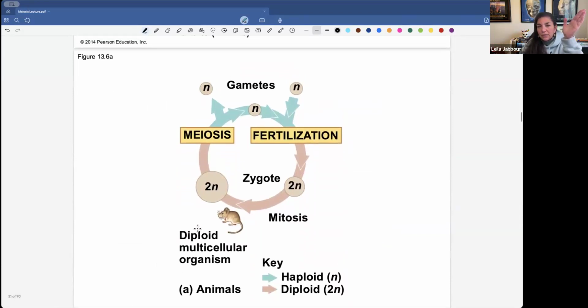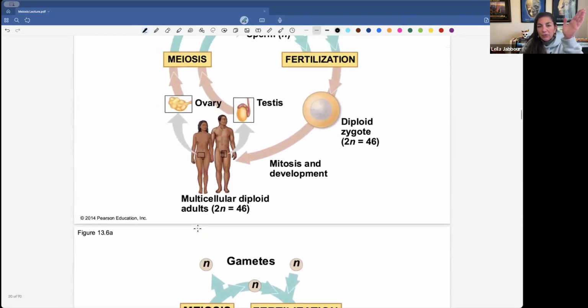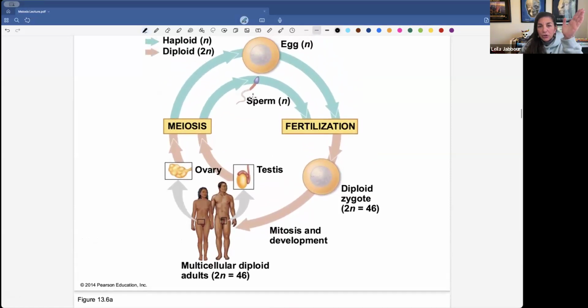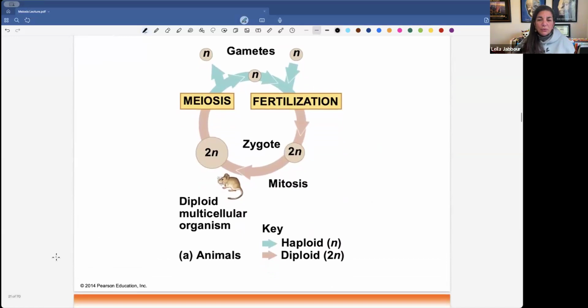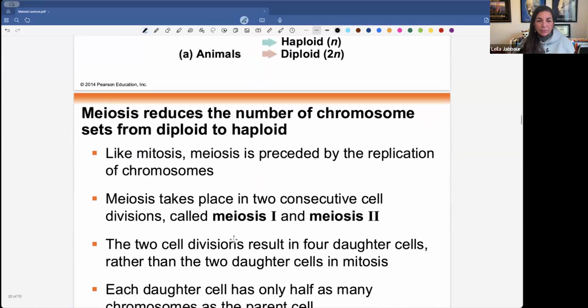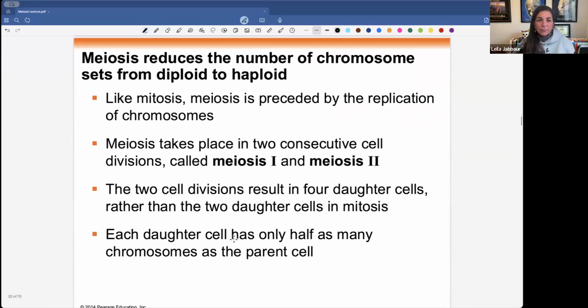It's just basically showing the same thing. We're just going from haploid cells, which are the gametes, to diploid cells, which are basically all the cells in the human being, in the organism. So just don't worry too much about this slide for now, or at all.